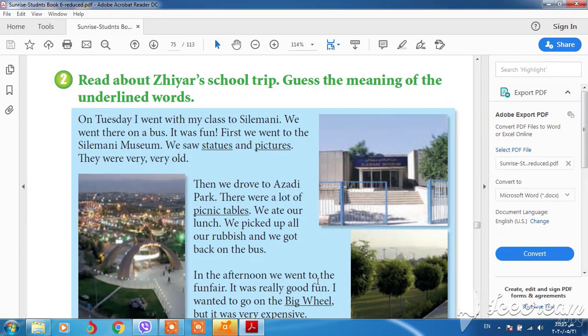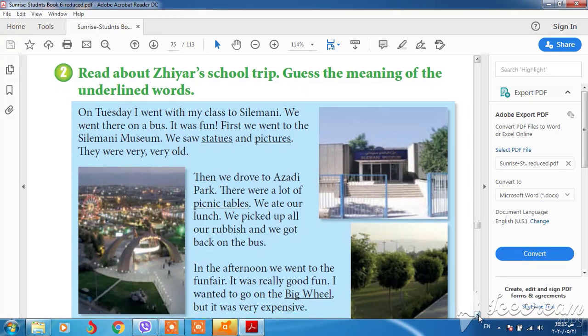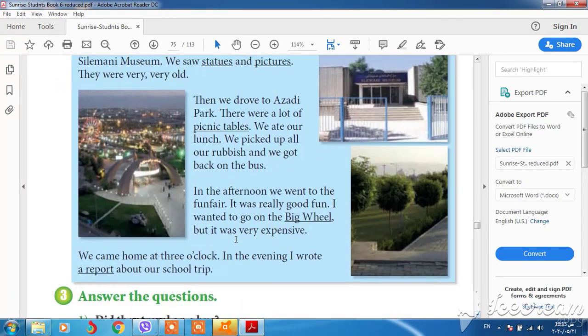In the afternoon, we went to the fun fair. It was really good fun. I wanted to go on the big wheel, but it was very expensive. Also, we have wanted. We came, also we have came. It's past simple. If we make it negative, we didn't come, okay? We came home at 3 o'clock. In the evening, I wrote a report about our school trip. Also, we have wrote. If we make it present, it will be write. Or if we make it negative, it will be I didn't write.